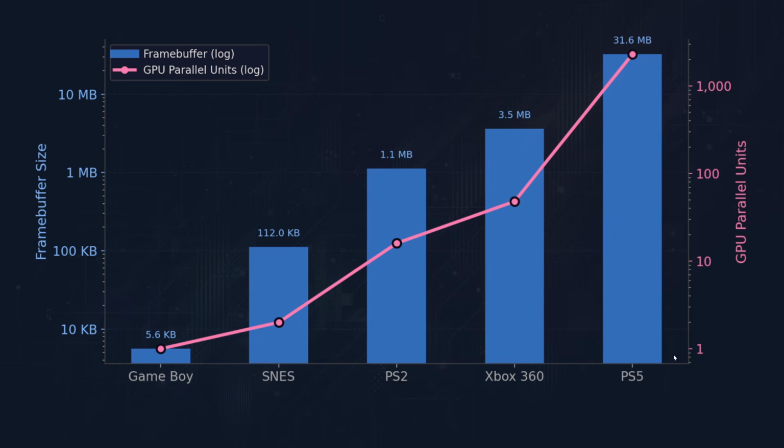And for example, the PlayStation 5 has a GPU which has 2,304 shader cores to work with. So again, both scales on the left and right side are log-based. So what we're looking at here is definitely an exponential increase.